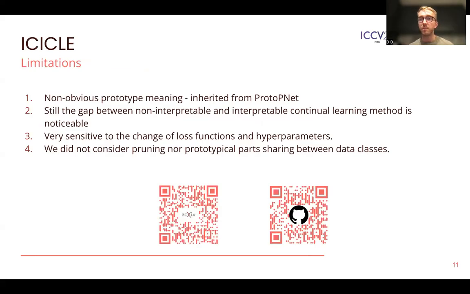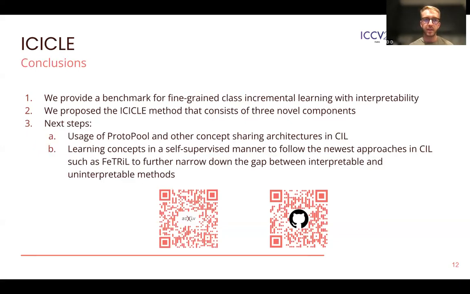Our work has obvious limitations, such as non-obvious prototypes, which is inherited from the ProtoPNet. There is still a gap between interpretable and non-interpretable methods. Also, this method is very sensitive to changes of the loss function or hyperparameters, and we did not consider pruning as it was done by other prototypical parts-based methods.